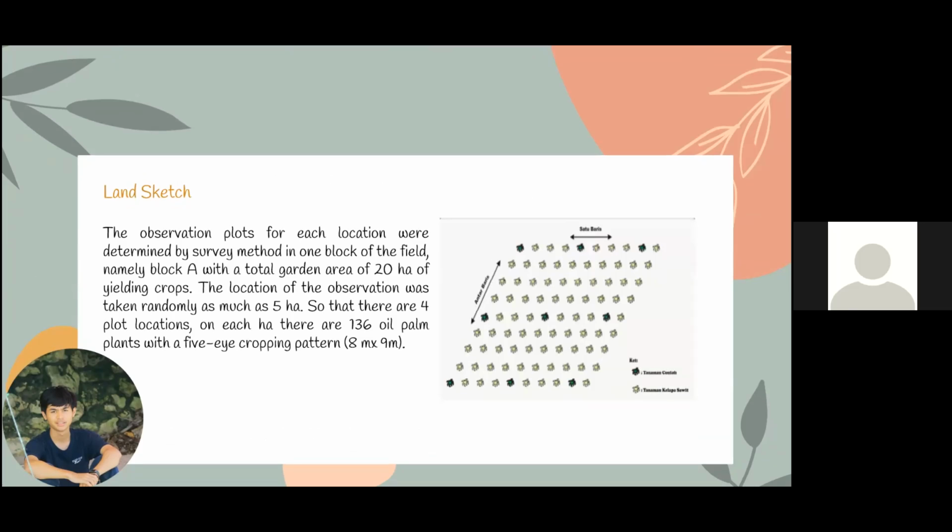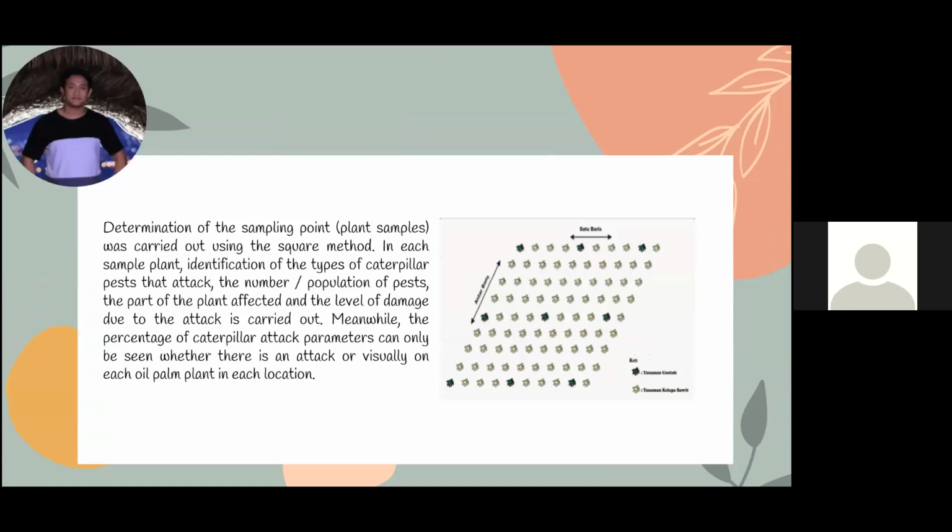land sketch. The observation plots for each location were determined by the survey method in one block of the field, namely Block A, with a total garden area of 20 hectares of yielding crops. The location of the observation was taken randomly, 5 hectares, so there are 4 plot locations. On each hectare, there are 136 oil palm plants with a cropping pattern of 9 meters by 9 meters.